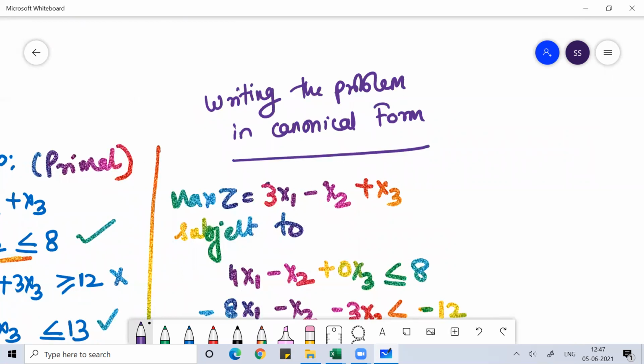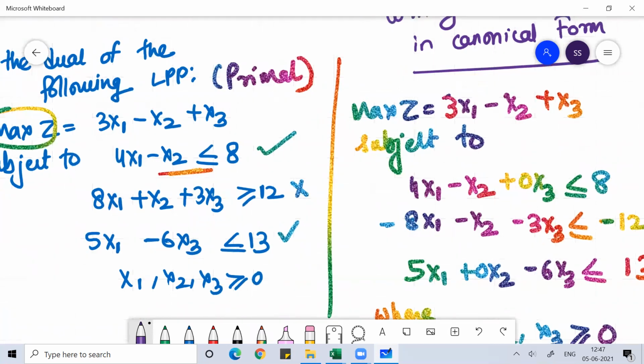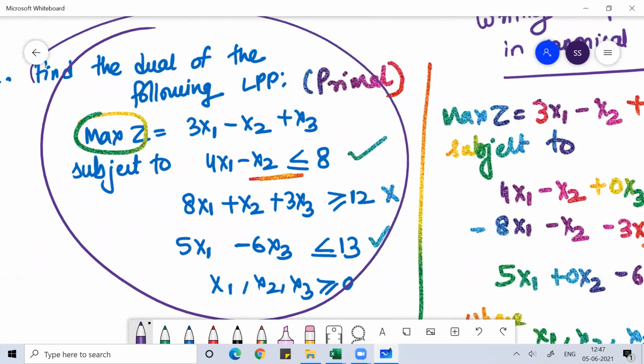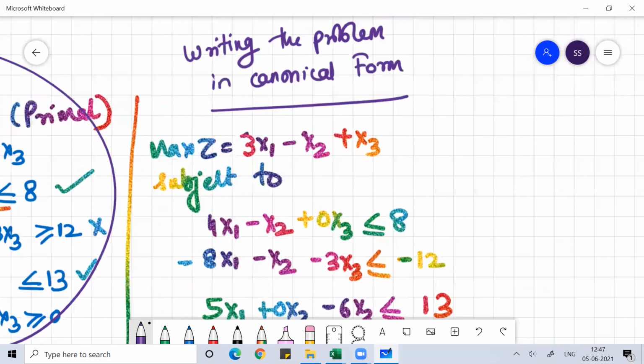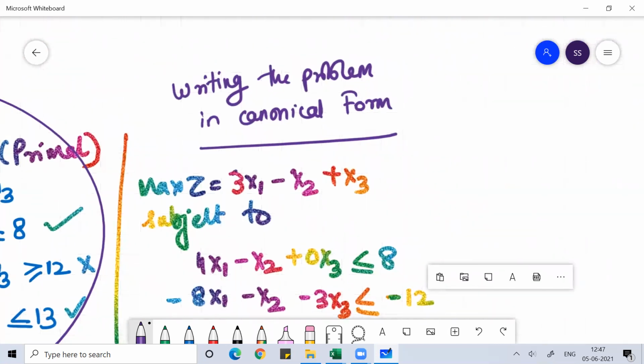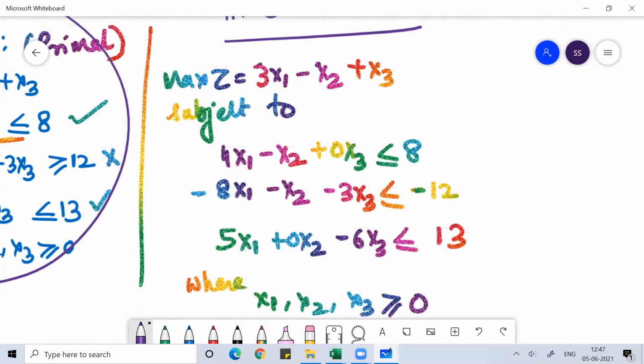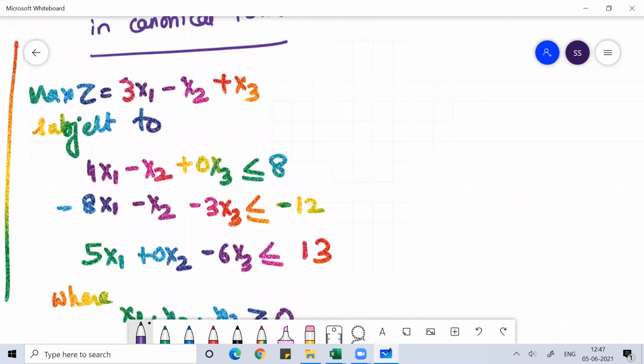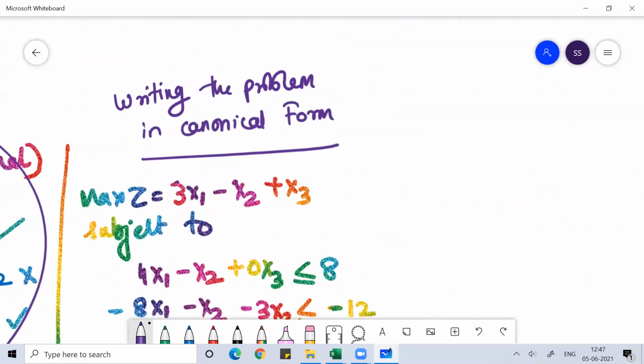Okay, so I wrote the problem in the canonical form, guys. So this was your problem. I wrote this problem in canonical form. Okay, guys. Can you understand this? I hope you understood. If your objective function is in maxima, then your constraint should be less than or equal to. Once you write it in canonical form, guys, then we call this the primal.